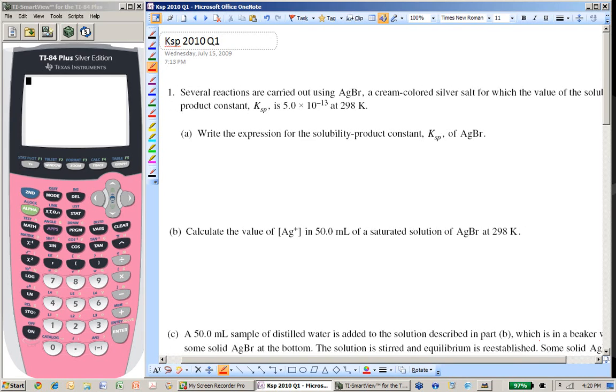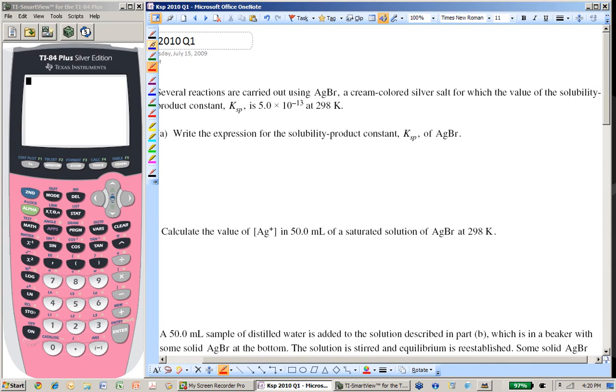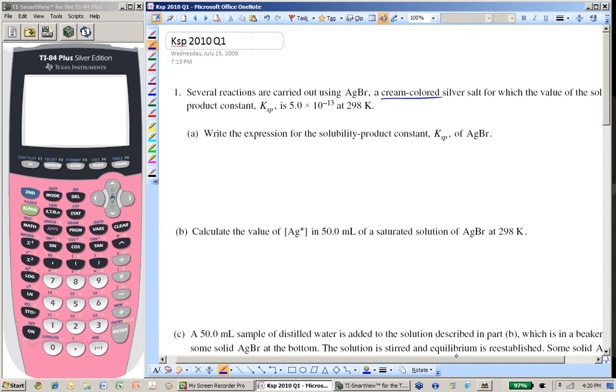All right, several reactions are carried out using AgBr, a cream-colored silver salt. Cream color is going to become important later, or they wouldn't have told me. For which the value of the solubility product constant, KSP, is given. They gave me the KSP, guess what? I'm going to have to write the expression, maybe even a balanced equation. So, before I even go too far, take a moment and do this, because you're going to need it. So you might as well get that visual on your paper. I will also tell you that this was a 10-point question, and the mean was 3.66. Ouch.